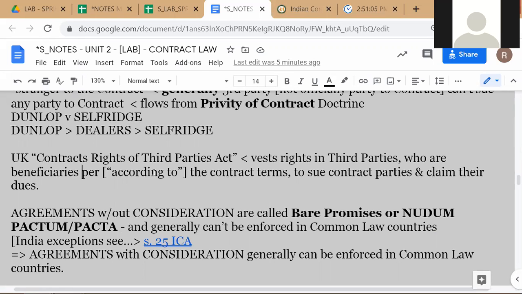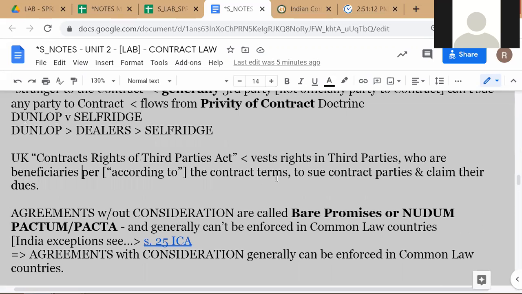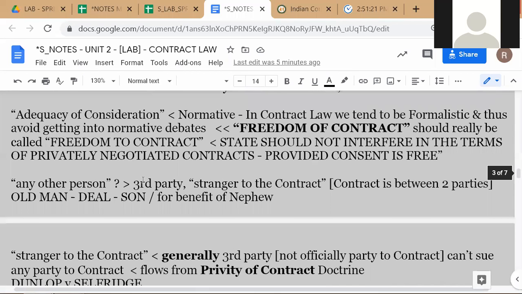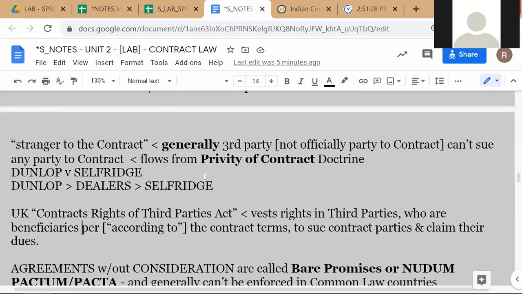Okay, now here what we have is the development of the UK Contract Rights of Third Parties Act, which you know what it does. Now this idea of a stranger to the contract is basically talking about privity of contract: the party is not a party to the contract. On this doctrine, I'll briefly explain one famous case which you should be aware of.